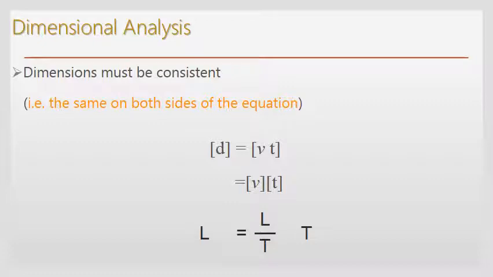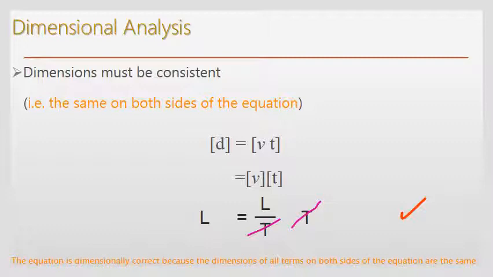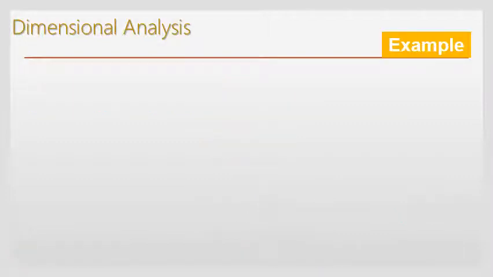Substituting the dimension of each physical quantity, you will get that the dimension on the left-hand side is equal to that on the right-hand side. Thus, you can say that the equation is dimensionally correct. Let us take another example on dimensional analysis. This example is about a particle moving with uniform acceleration along the x-axis.